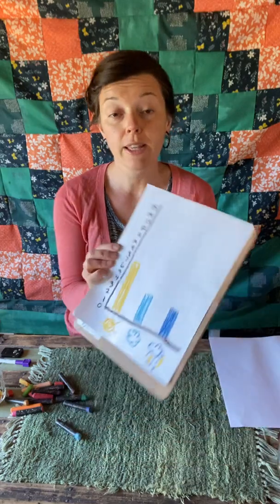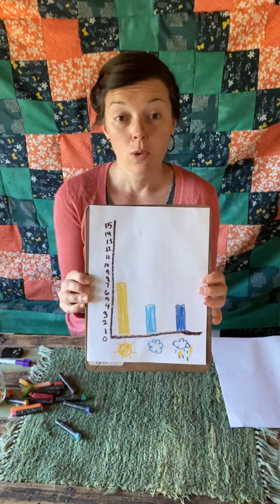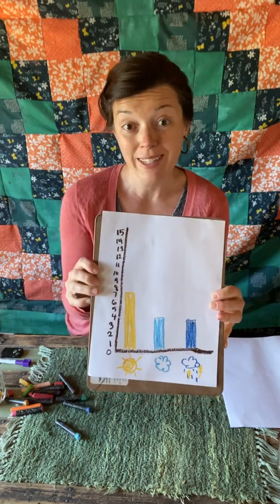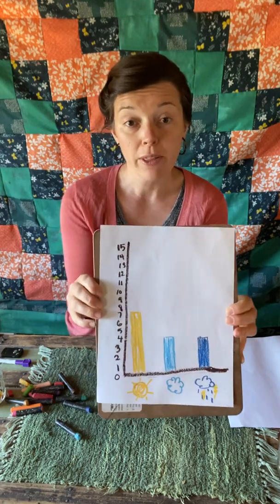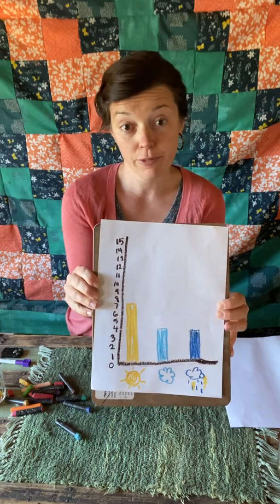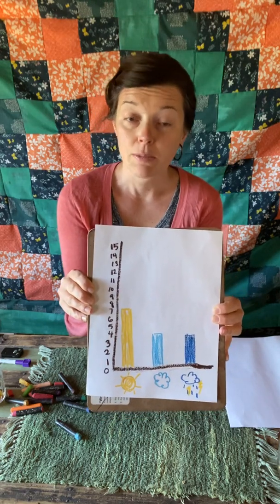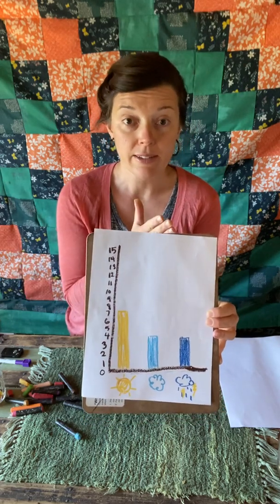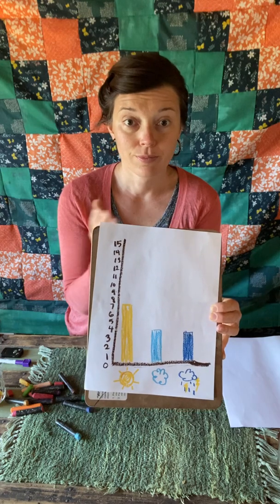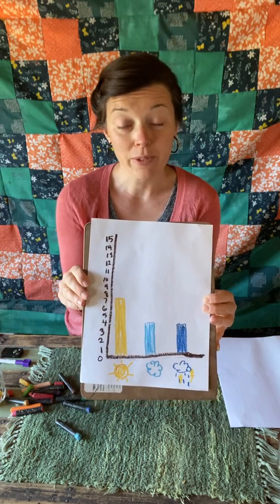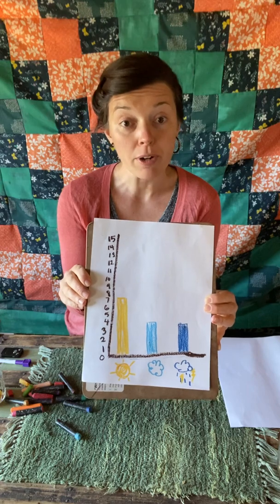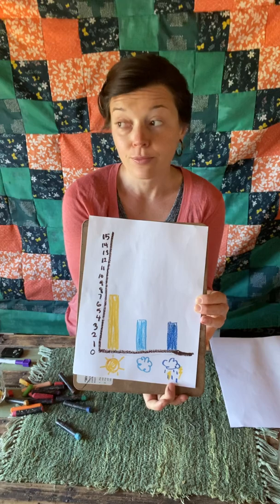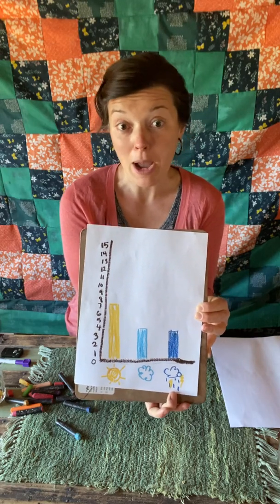So just by looking at this bar graph, we can easily tell in the last 14 days, what kind of weather have we had the most of? In the past 14 days, what kind of weather have we had the least of? And it looks like we've had the same number, an equal number of cloudy days and rainy days, according to my weather window.